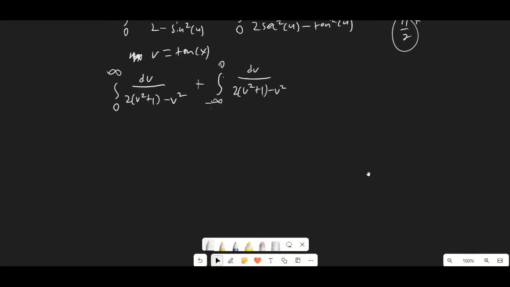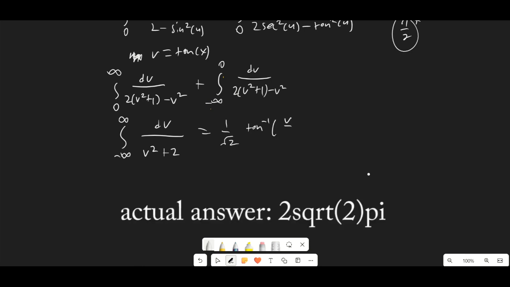But anyway, we end up with the integral over R. I'll just write that. Integral from negative infinity to infinity of dv over, it's going to be v squared plus 2. Let me just check to make sure I did my math right. Yeah, v squared plus 2. So this is going to be 1 over root 2 tan inverse of v over root 2 evaluated at infinity and at negative infinity, or pi over root 2. And I'll go ahead and check that to make sure that's correct in post.